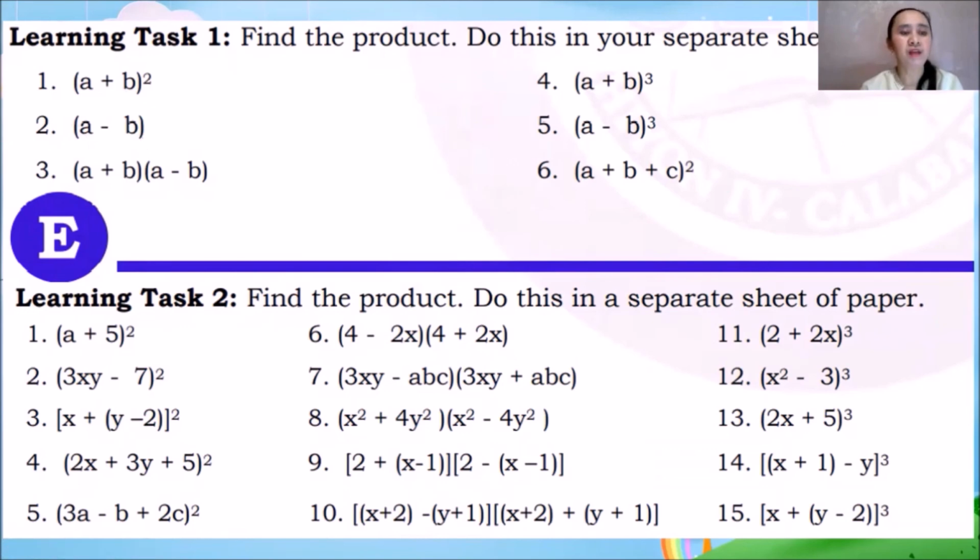Ang number 3 ay the sum and difference of two binomial. Number 4 ay the cube of a binomial. Number 5 is the cube of the binomial. At number 6 ay square of a binomial. So, the same also kung anong gagawin natin dito, kung anong ginawa natin, balikan po natin ang video para mas maayos natin masagutan ang learning task 1 and learning task 2.